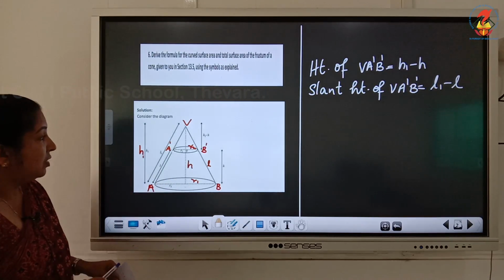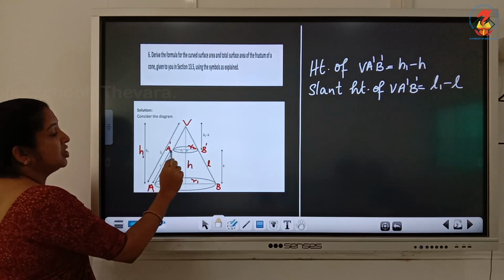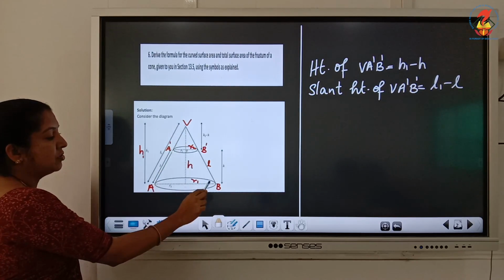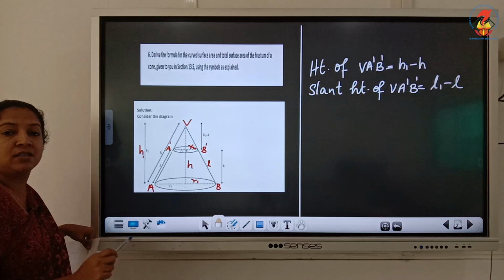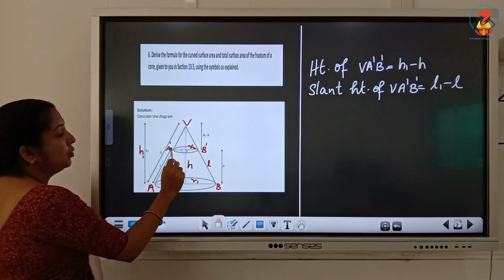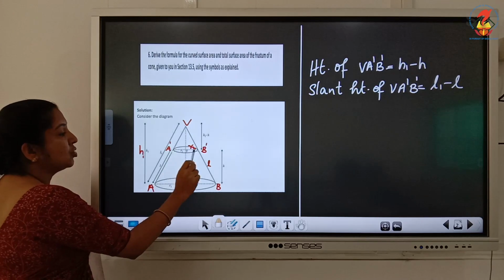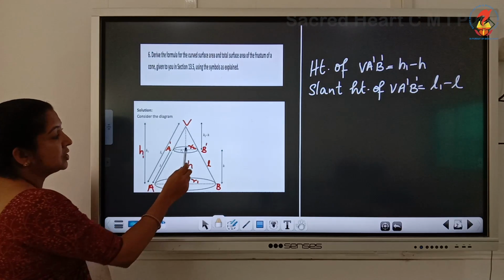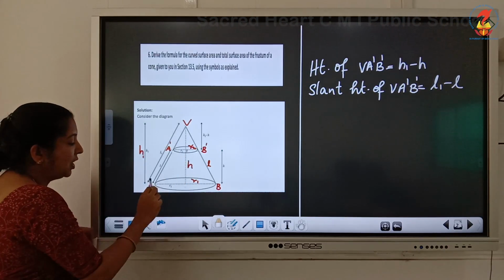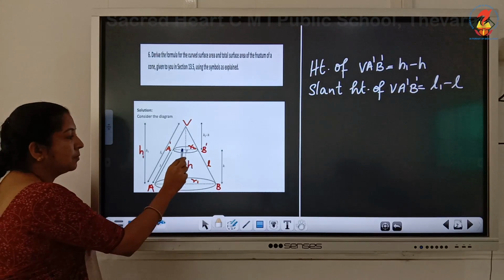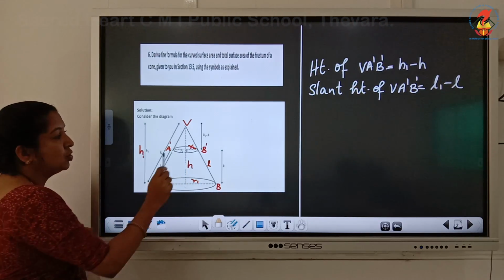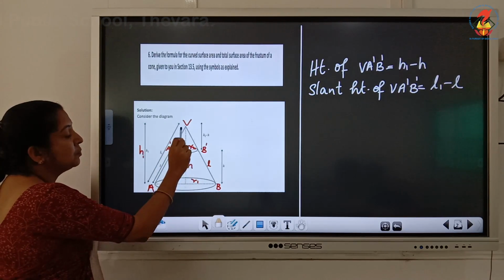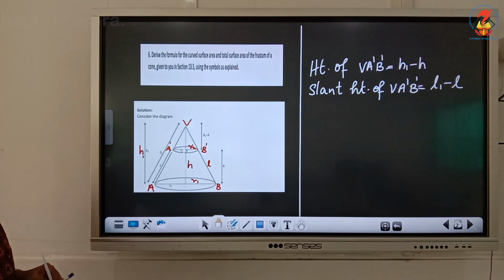So actually we need the height of VA'B'. We know the height of the total VAB. The total height is H1 and total slant height is L1, and we need to get the slant height and height of this VA'B'. So the height of VA'B' is H1 minus H. Total H1, up to this much is H. So this part is H1 minus H. Same way the slant height of this part is L1 minus L.